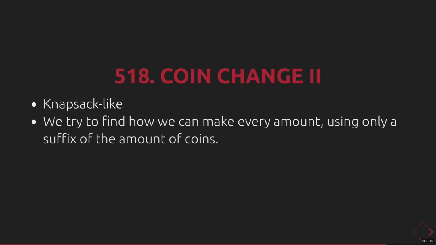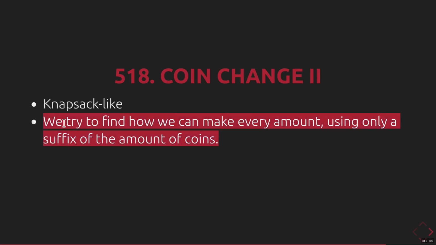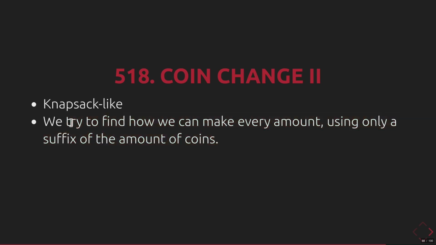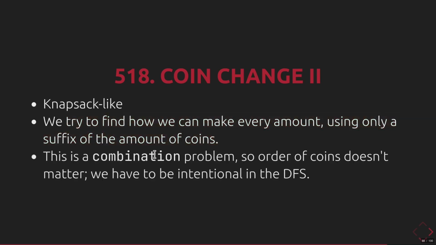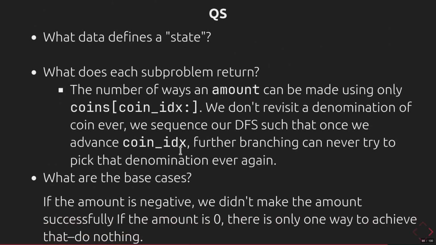So what kind of pattern can we use for this? It's knapsack-like, actually. We try to find out how we can make every single amount using only a suffix of the coins. This is the main realization, or a main line of reasoning, that you can use to create that recurrence relation. So it's a combination problem, so the order of coins doesn't matter, and we have to be intentional about the depth first search. Unfortunately, I guess I messed up on that.